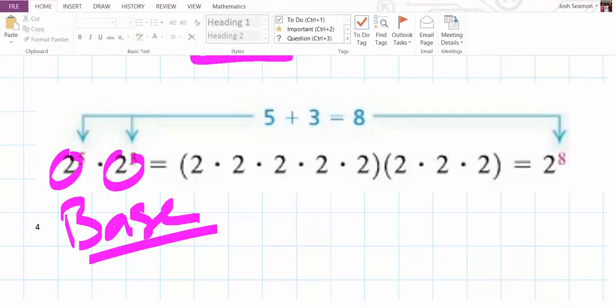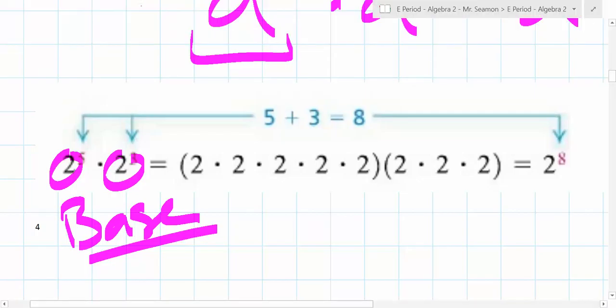So what do people do sometimes? They add the powers even if the base isn't the same. Can you do that? No, you can't.